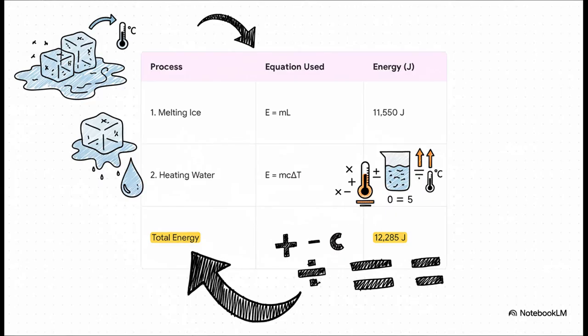So let's look at a quick 2-step example right here. Let's say we want to take a small ice cube, maybe 35 grams, from 0 degrees solid to 5 degrees liquid. Well, step 1 is melting it. We use E equals mL, which takes 11,550 joules. Step 2 is heating that newly melted water from 0 to 5 degrees using E equals mcΔT, which takes another 735 joules. The total energy, you just add the 2 steps together, 12,285 joules.